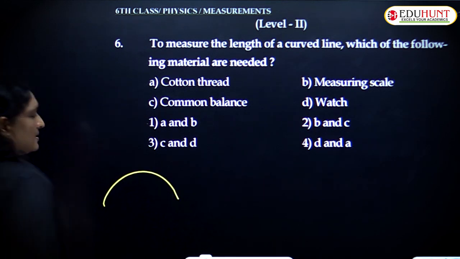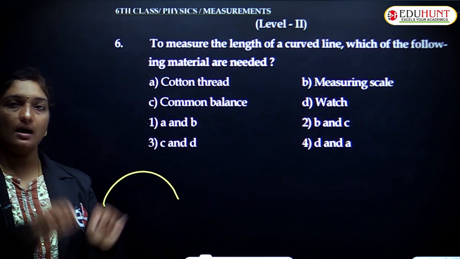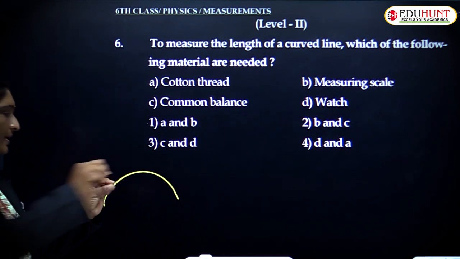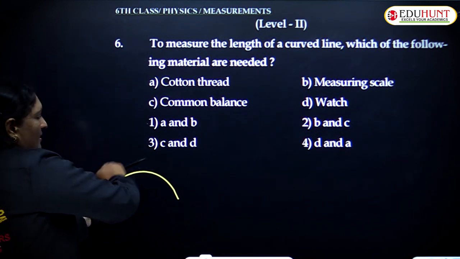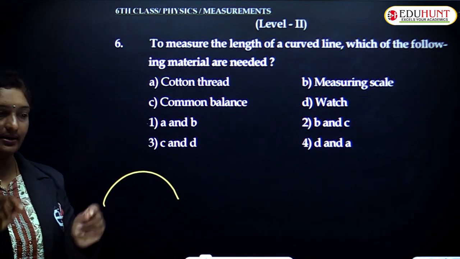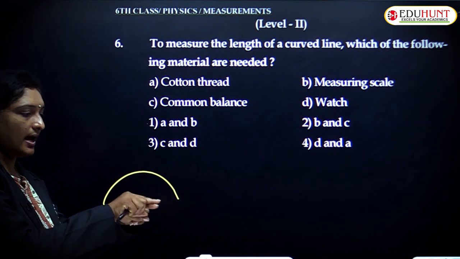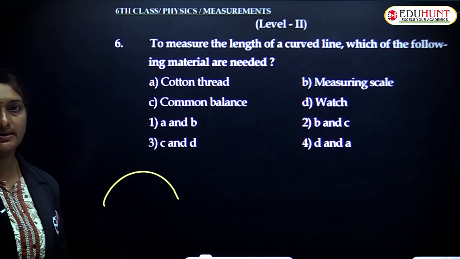Next, to measure the length of a curved line, which of the following materials are used? Suppose if you would like to measure the length of a curved line, you require 2 materials. One is thread. If you are given a thread, just keep one end of the thread here and try to measure the total length of the curved line. After measuring the proper reading, keep it near the scale and calculate the measured value.